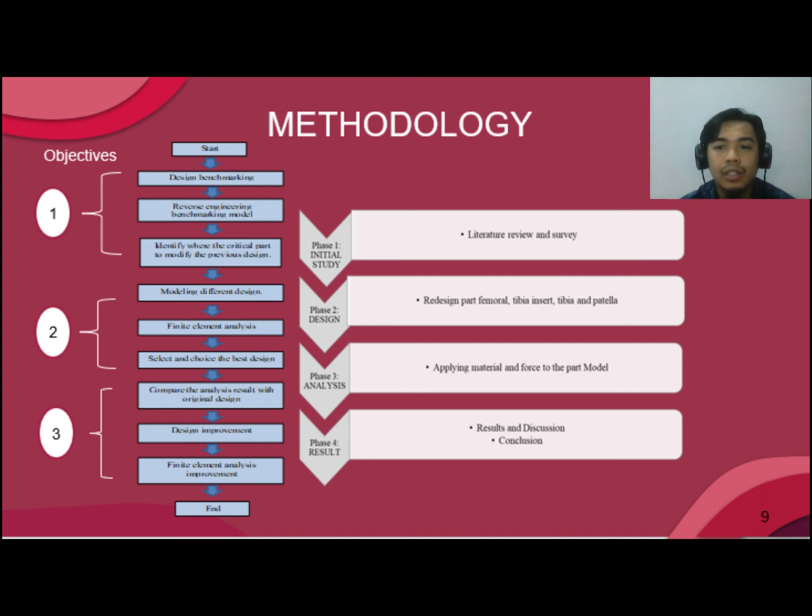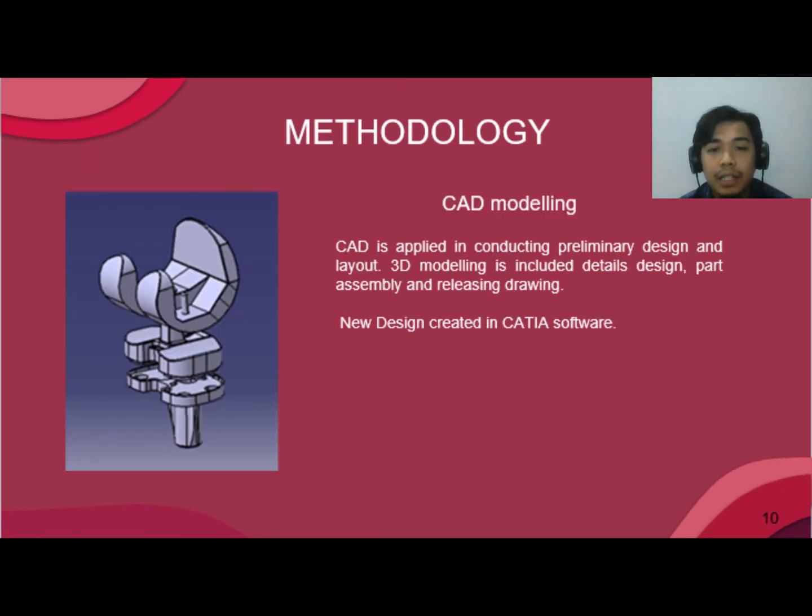This slide shows the flowchart of the design from the start until the end of this project. Before FEA analysis, computer-aided design, or CAD, must be applied in conducting preliminary design and layout. CAD modeling is the 3D modeling that includes detailed design, part assembly, and releasing drawings. The previous design was imported from a STEP file into CATIA software in order to get the approximate dimensions of the knee implant. The benchmarking will be based on the previous knee implant. Then, a new design is created in CATIA software.